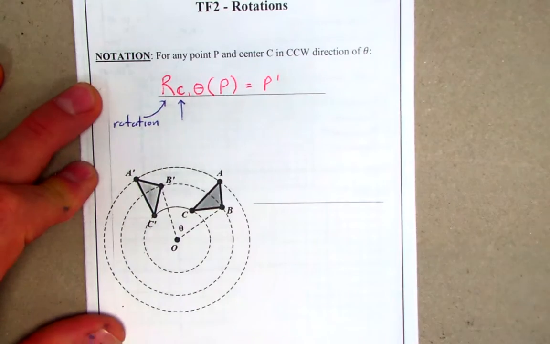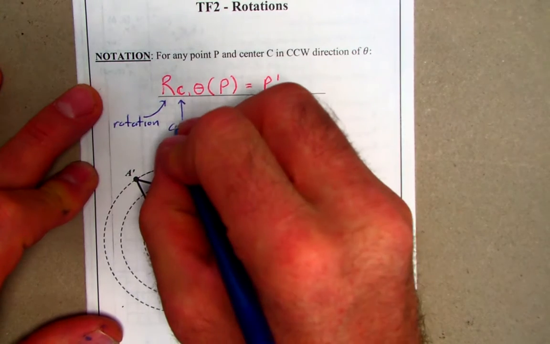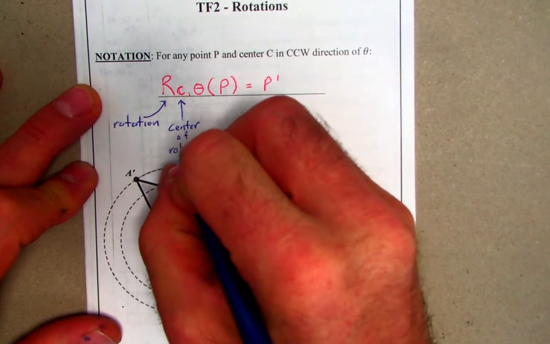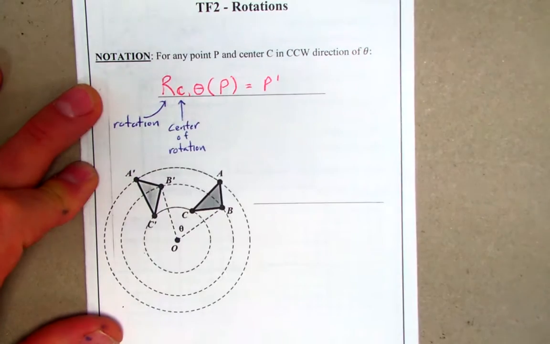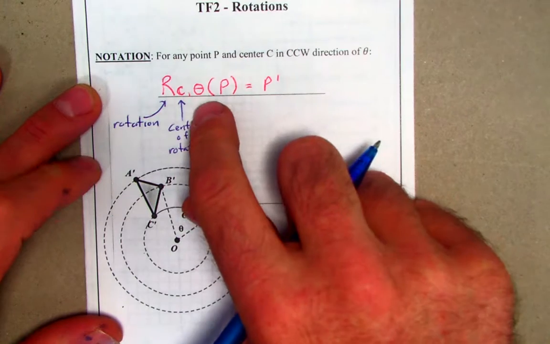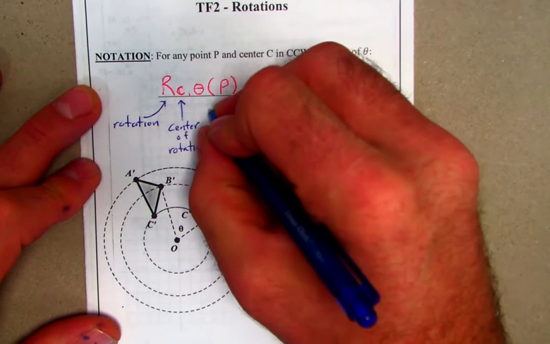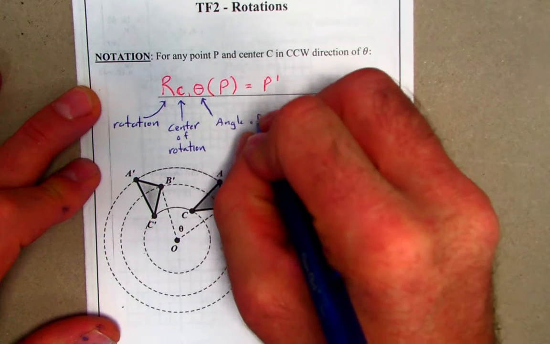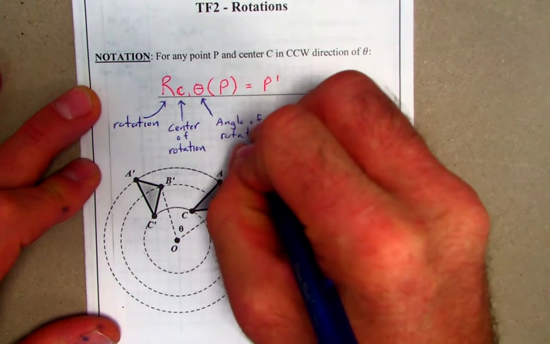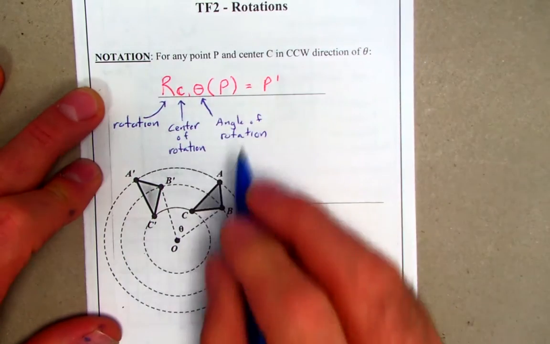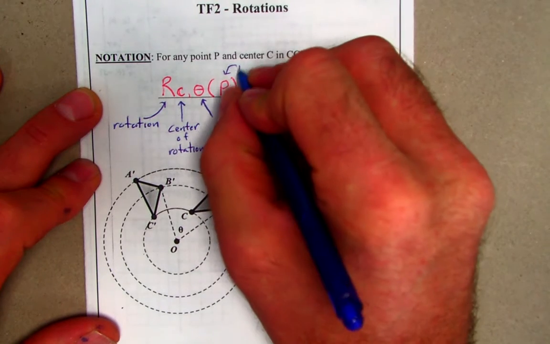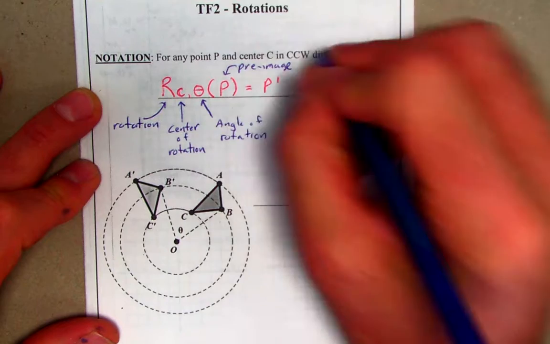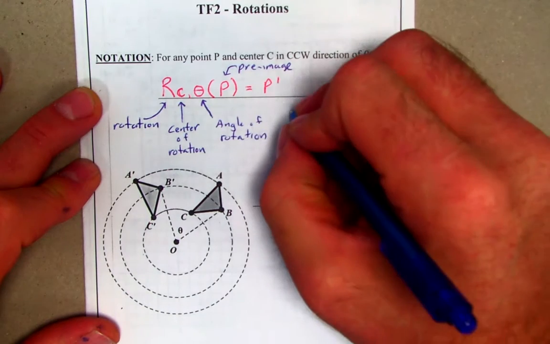Whatever this subscript is that comes second, that is the point for the center of rotation. This next little subscript is the angle of rotation. P is your pre-image, the point before rotation. And P prime is your image.